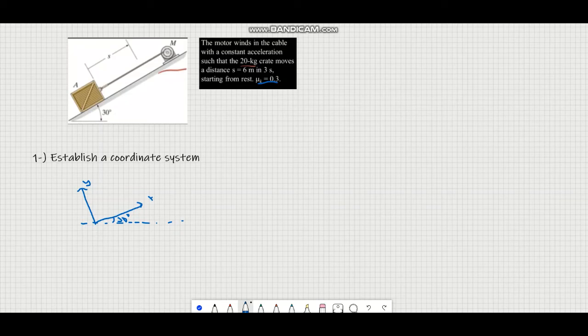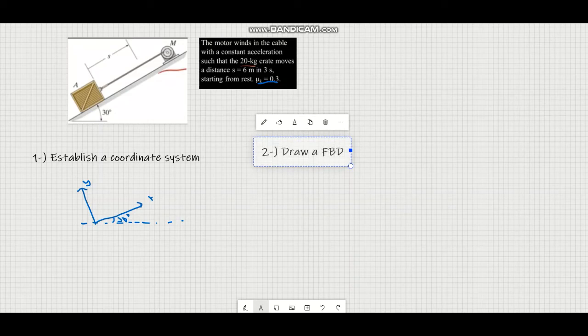So okay, then let's go to the second step, which is to draw a free body diagram. So we are going to draw, just to be convenient, a free body diagram.